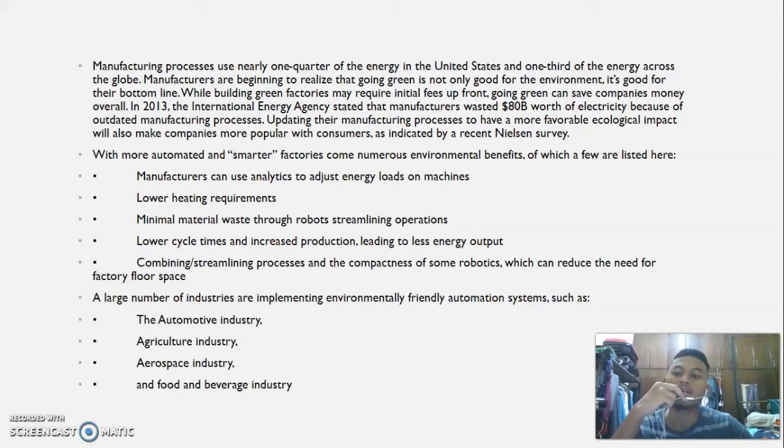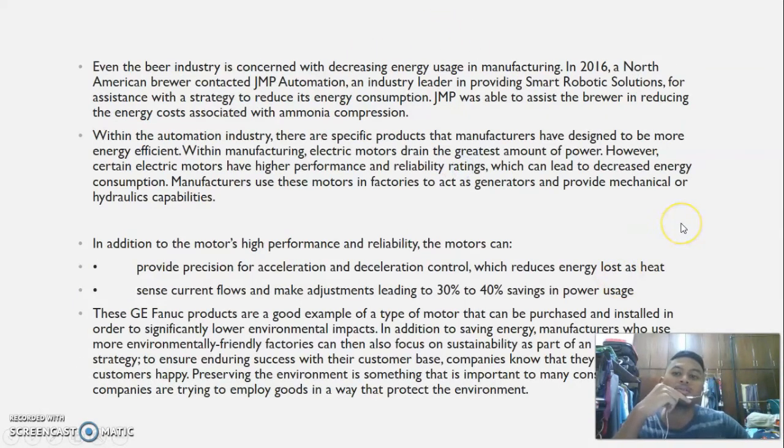Second, a large number of factories are implementing environmentally friendly automation systems, such as the automotive industry, agriculture industry, aerospace industry, and food and beverage industry. Even the beer industry is concerned with decreasing energy usage in manufacturing. In 2016, a North American brewer contacted JMP Automation, an industry leader in providing smart robotic solutions, for assistance with a strategy to reduce its energy consumption. JMP was able to assist the brewer in reducing the energy cost associated with ammonia compression.